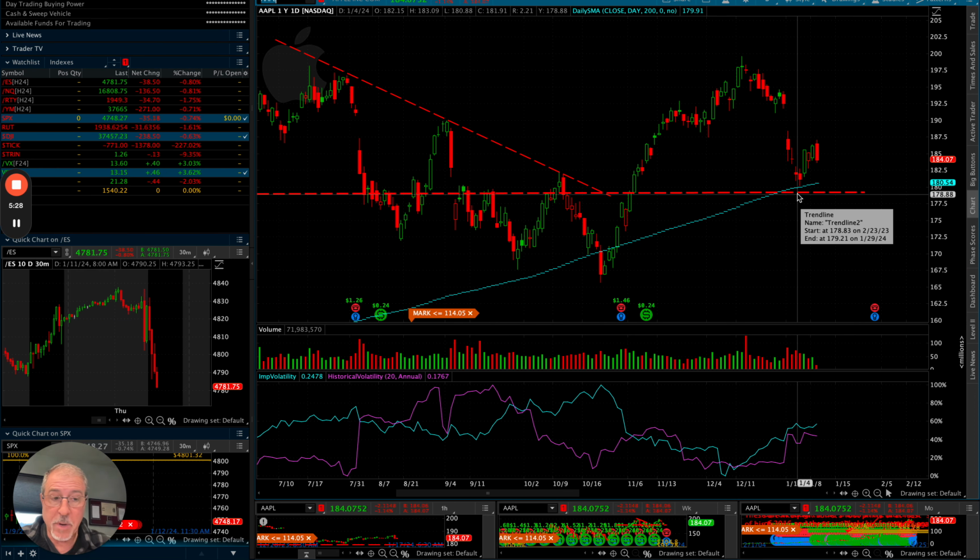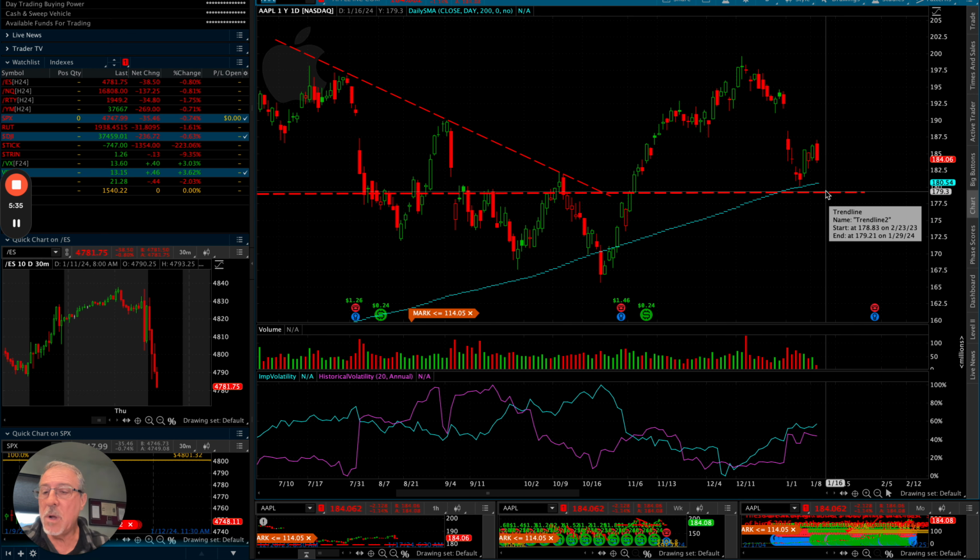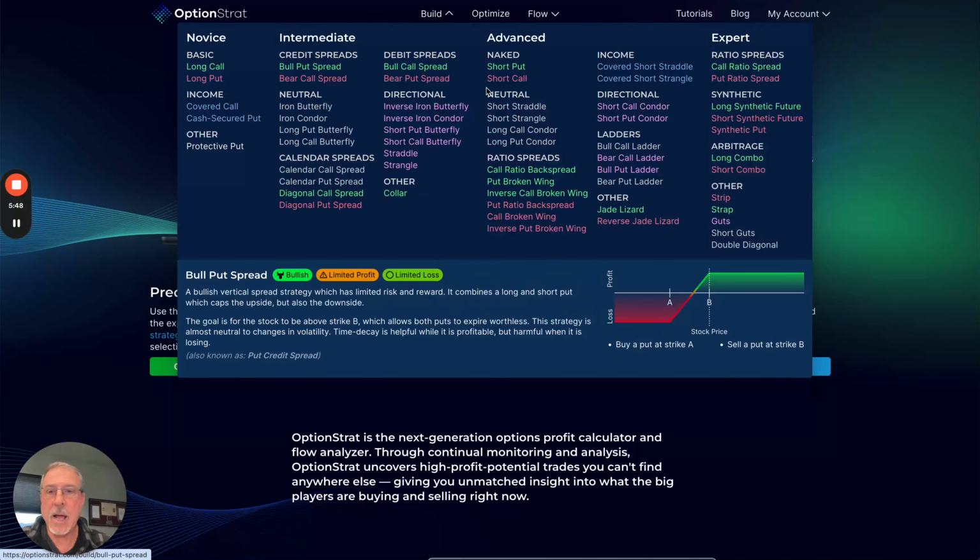Doesn't mean it won't happen. My premise is that if it comes down, it probably will not fully drop through there. But I also have to plan for, if I'm wrong, how much heat do I want to take on that position. So let's come back and plot out our position.